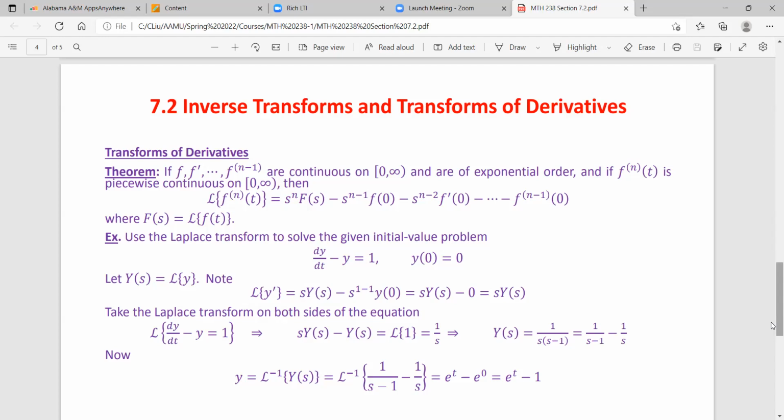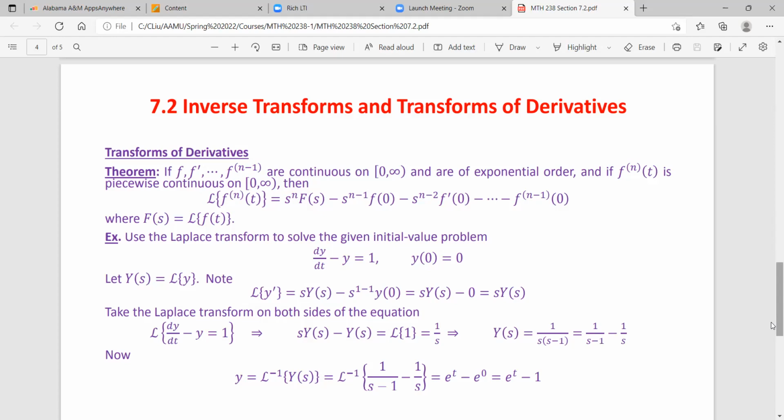Then the Laplace transform of the nth derivative of f is equal to s to the n F of s minus s to the (n minus 1) times f of 0 minus s to the (n minus 2) times f prime of 0 minus and so on, minus the (n minus 1)th derivative of f at 0. Here capital F is just the Laplace transform of small f. So we know when we take the nth derivative of f, we get some function of t.